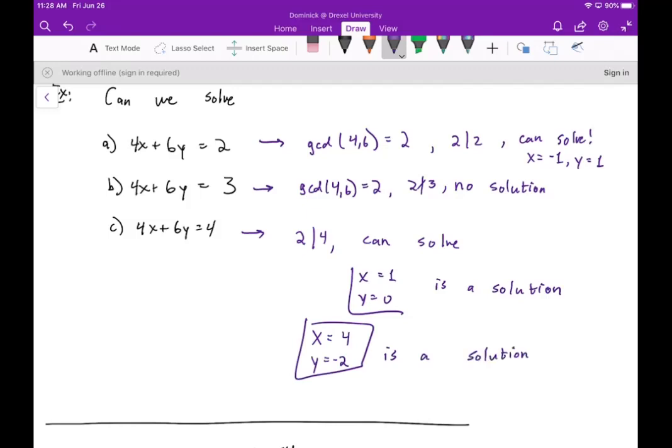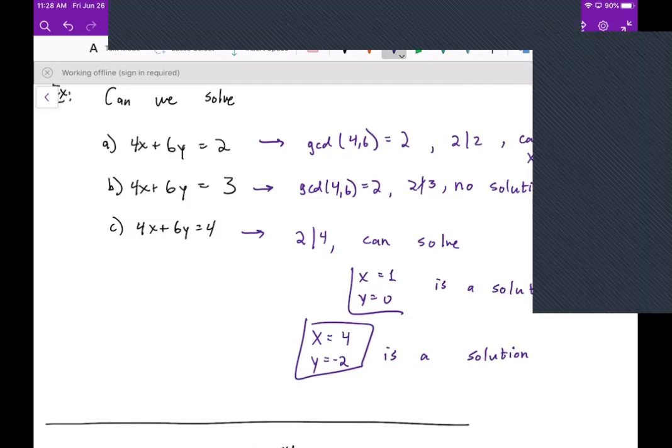Okay, so that will wrap up this video on the introduction to Diophantine equations. In our next video, we'll talk about how to solve them for one particular solution, and then we'll talk about how to find the general solution set as well. So I hope you enjoyed, and I'll see you next time.